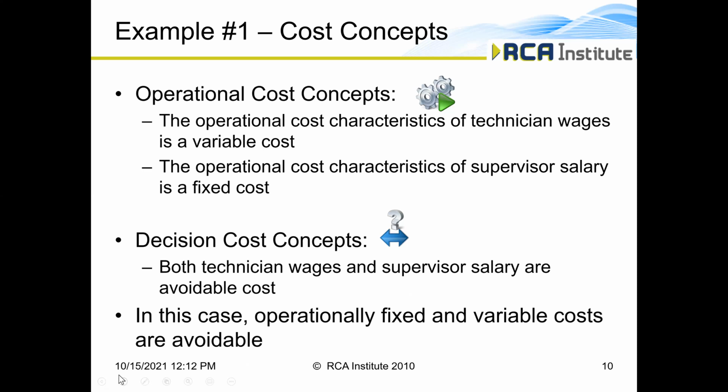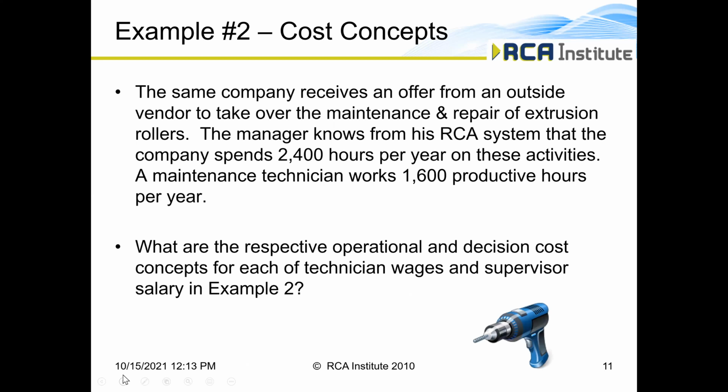Let's look at a second example. The same company receives an offer from an outside vendor to take over the maintenance and repair of extrusion rollers. The manager knows from his RCA system that the company spends 2,400 hours per year on these activities. A maintenance technician works 1,600 productive hours per year.